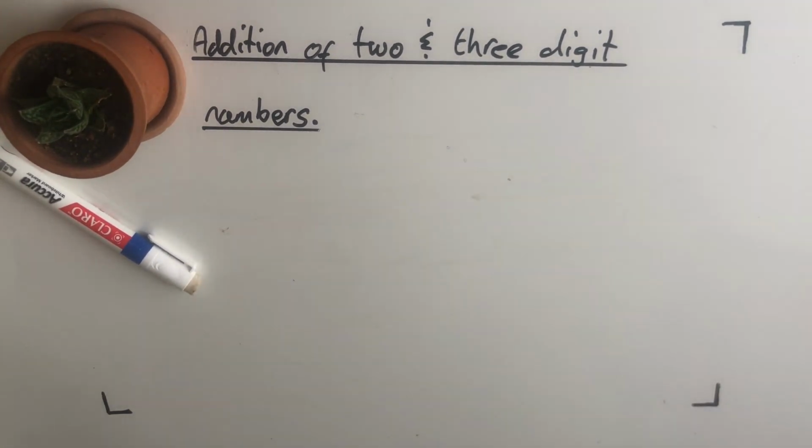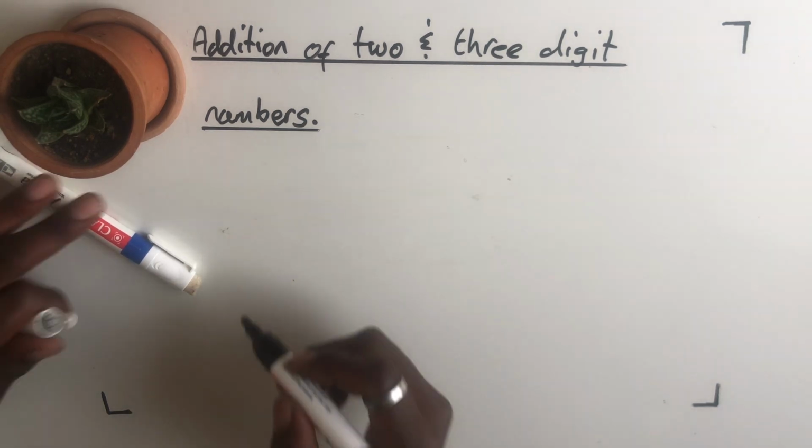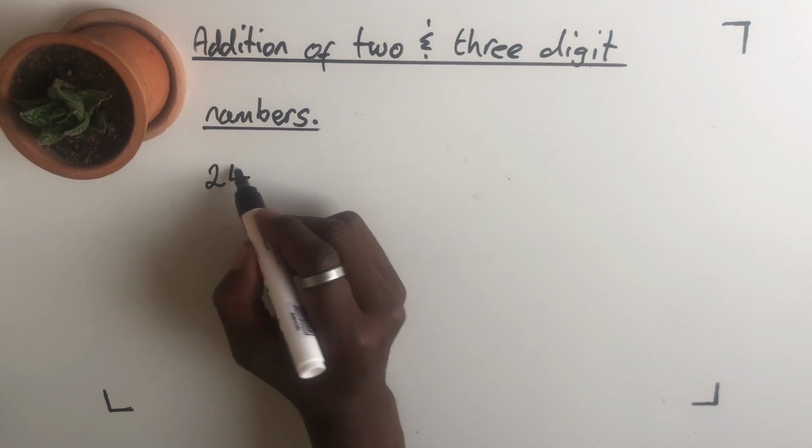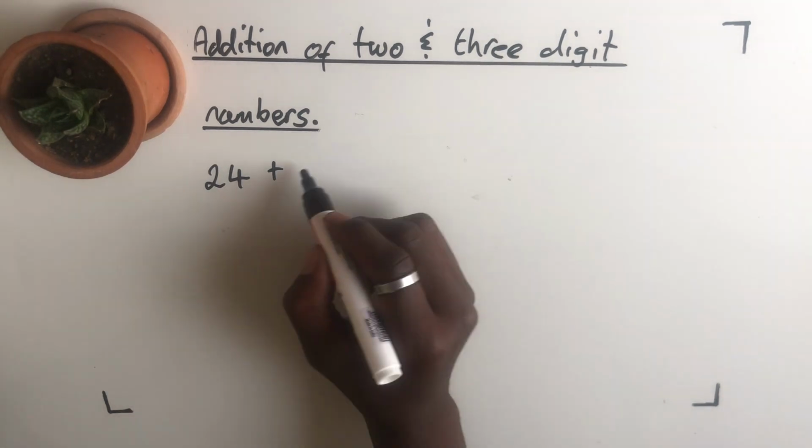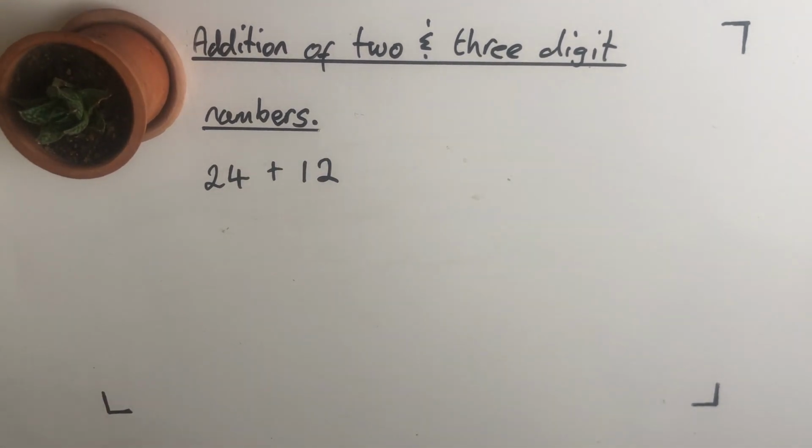So, let's say, for example, we have 24 plus 12. Now, these are big numbers, yes. We can use our hands or we can use an object to count them, but we have this method. So, the first step that we do is we write the numbers below one another.